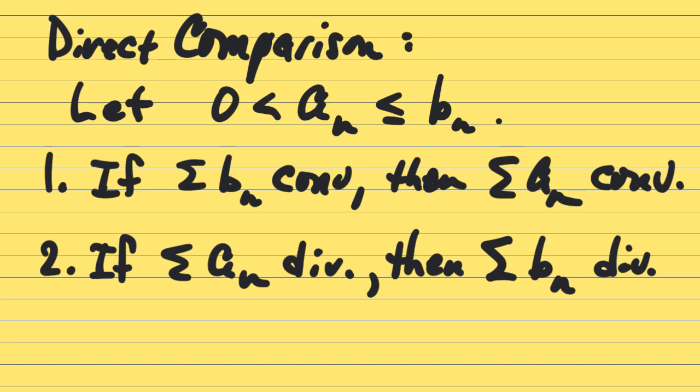Ultimately, what these two statements mean is, number 1, if the larger series converges, then the smaller series must also converge. Number 2, if the smaller series diverges, then the larger series must also diverge. So if we can get a larger one to converge, the smaller one will too. If we can get a smaller series to diverge, then the one larger than it will also diverge.